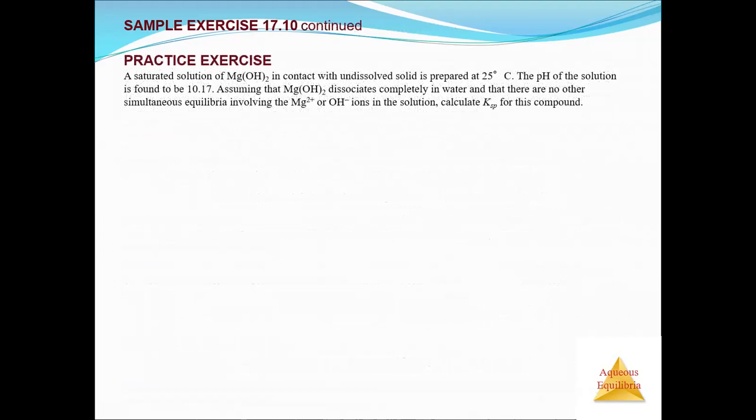I have magnesium hydroxide. It's in contact with my undissolved solid. This means I have an equilibrium. I have some Mg(OH)2 in solution, and I have some that's a solid. Assuming that the Mg(OH)2 that's in water is completely dissociated, and there are no other ions that are reacting with this, calculate the Ksp for this solution.